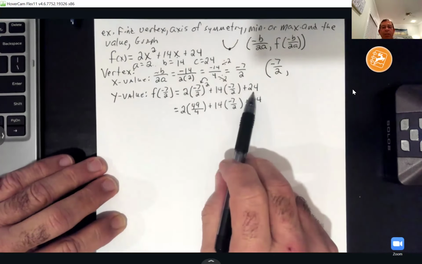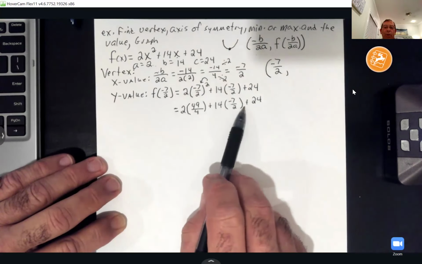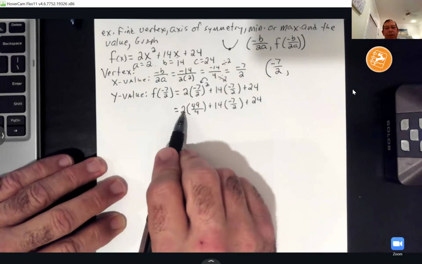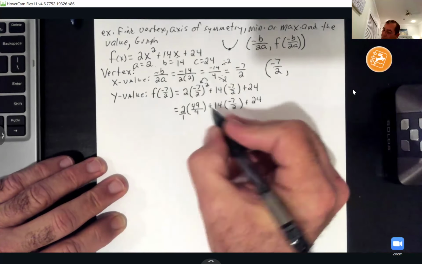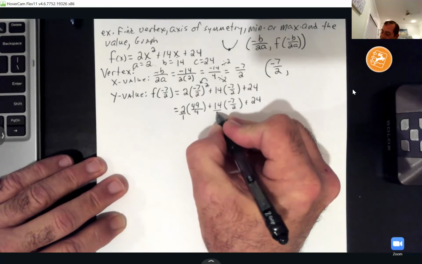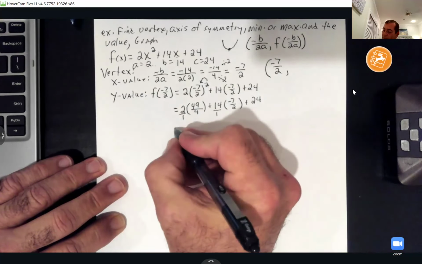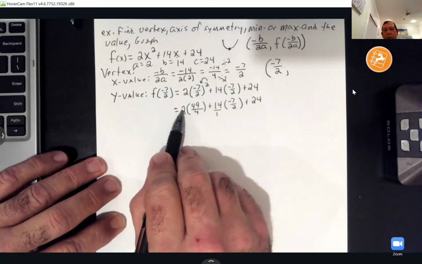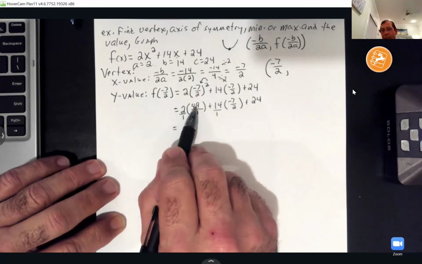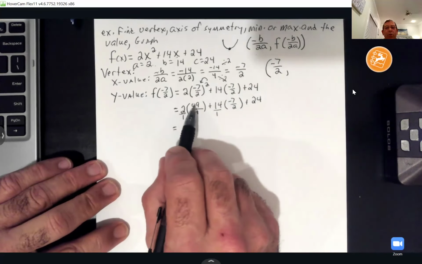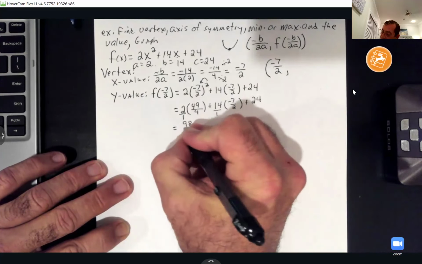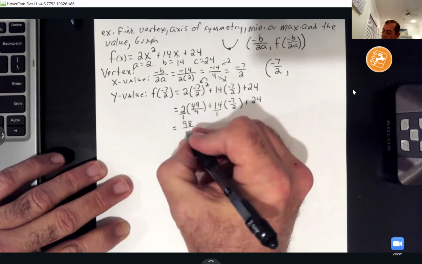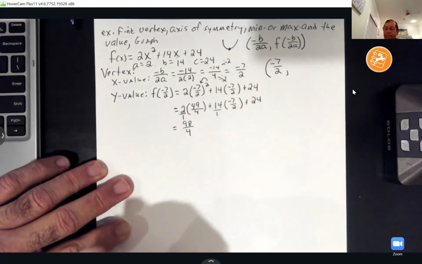So the exponent's done. Now I'm going to multiply. Now this 2, you better treat it like it's over a 1. And this 14, treat it like it's over a 1. Because the 2 multiplies by the top number of the fraction. So 2 times 49 gives you 98 over 1 times 4, which is 4.